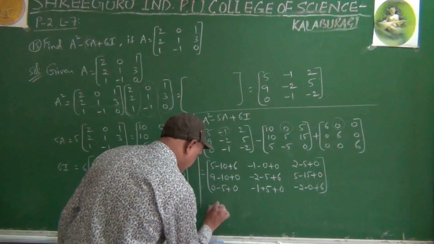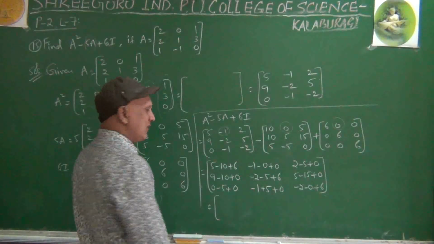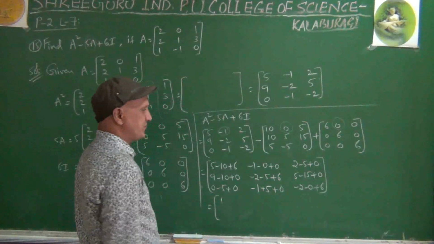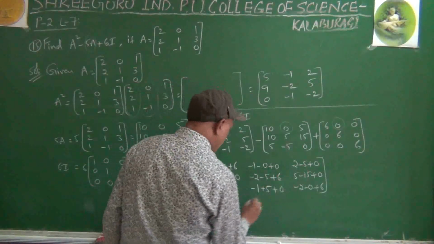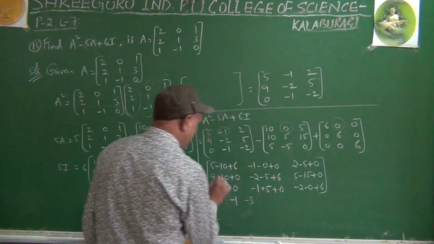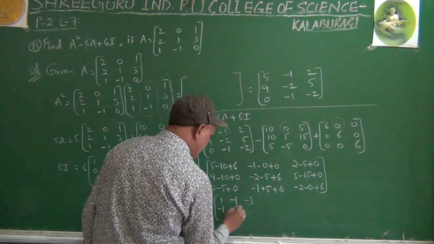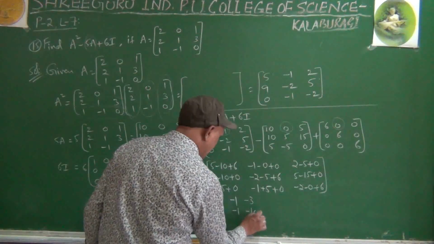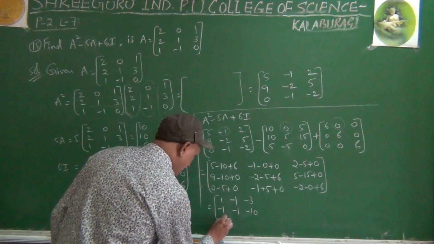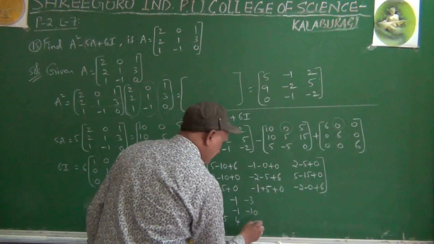Equals to 5 plus 6, 11, 11 minus 10, 1, minus 1. 2 minus 5, minus 3; 9 minus 10, minus 1, minus 7 plus 6, minus 1; 5 minus 15, minus 10, minus 5, 4, 4.